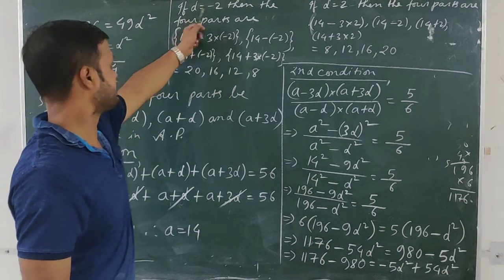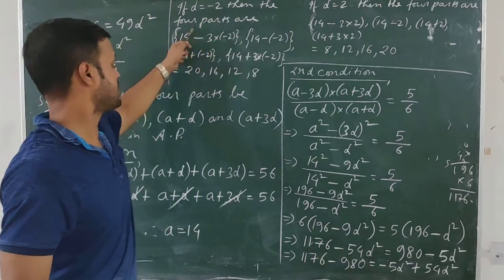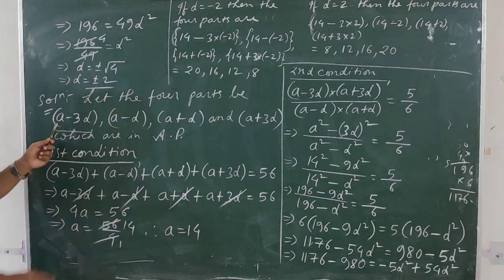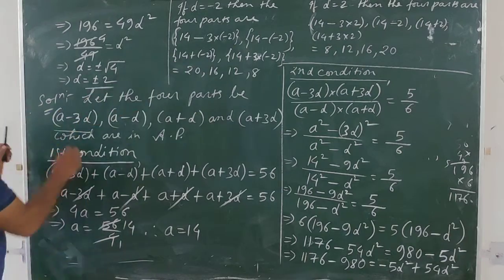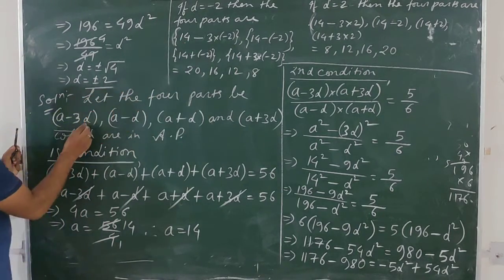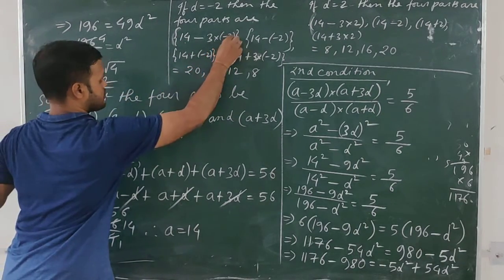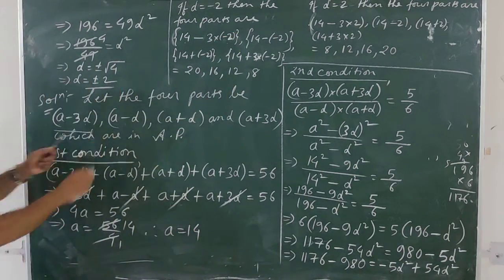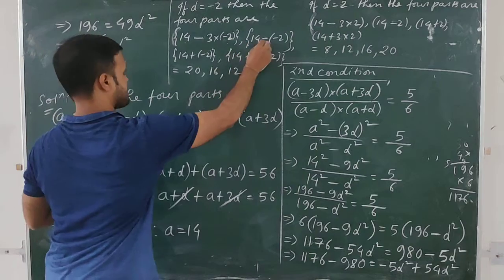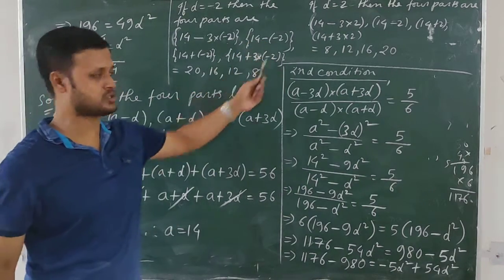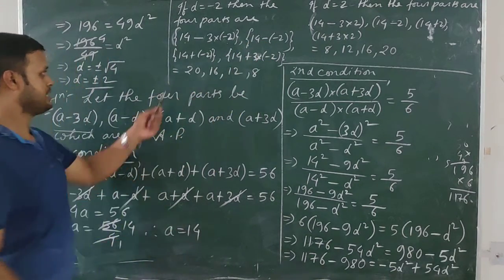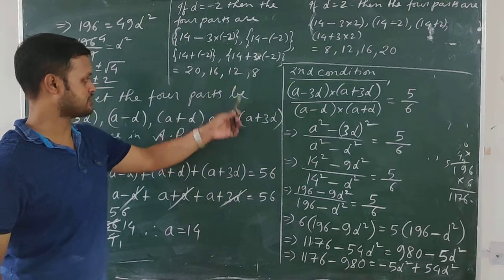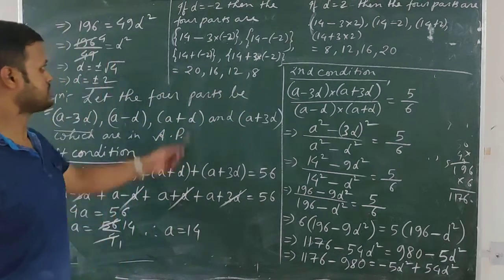So if D is equal to minus 2, then the 4 parts are these. First I am taking A minus 3D. In place of A I have 14, and in place of D I am taking how much? Minus 2. Is it okay? And in place of A minus D, A I am writing 14, and minus, and what is the value of D? Minus 2. And then A plus D, A is 14 and D is minus 2. And again A plus 3D, A is 14 and D is minus 2. So just calculate now.